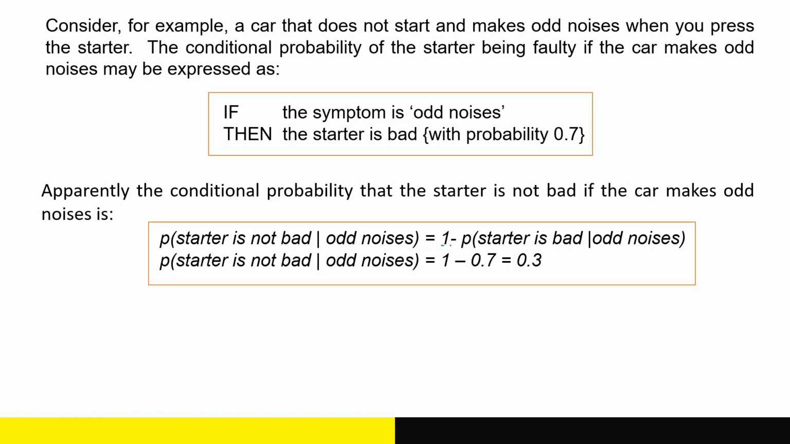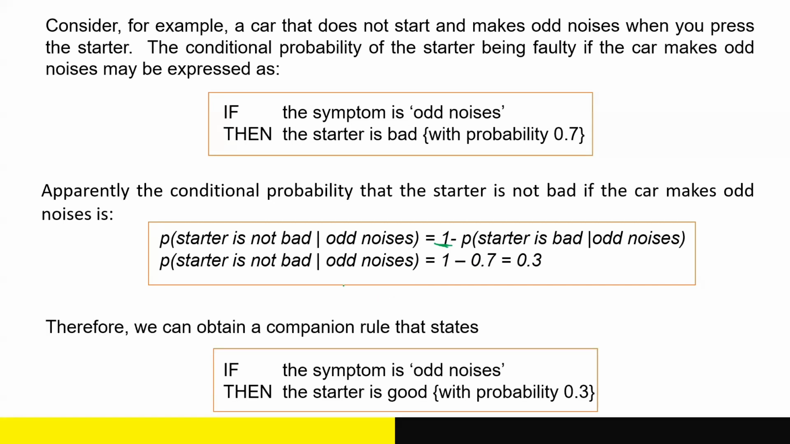So kung nalilito po kayo kung saan nanggaling po itong 1, this 1 represents po the total probability of the two mutually exclusive events, which is the starter is bad and the starter is not bad when odd noises are observed. Therefore, we can obtain a companion rule that states if the symptom is odd noises, then the starter is good with probability 0.3.